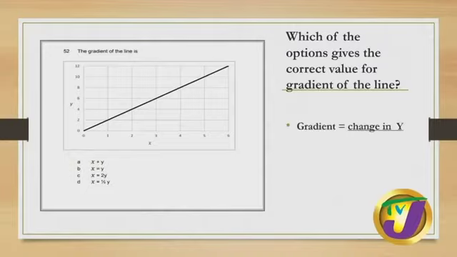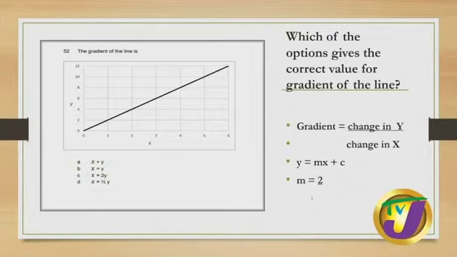So gradient, what is gradient? Gradient equals the change in your y values divided by the change in your x values. Some persons may say rise over run. So we also have to know what the equation for a line looks like. So I've just put it there for you. y equals mx plus c, where m indicates the gradient.